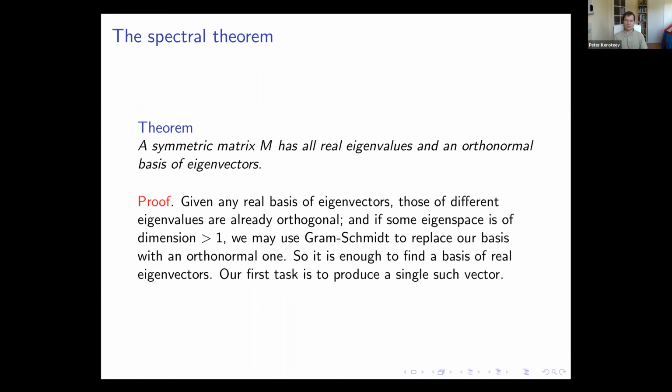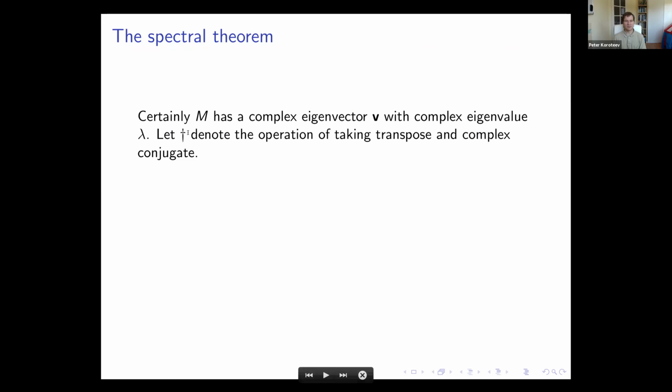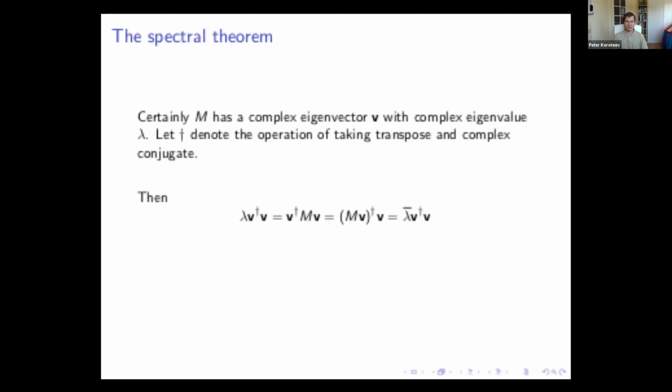So the first task would be to produce a single vector. Certainly M has a complex eigenvector V with complex eigenvalue lambda, at least one of them. Let's denote with the symbol dagger, which looks like a long knife, it also looks like a cross, but it's called dagger, the operation of taking the transposition of the matrix and complex conjugation of all of its elements at the same time.